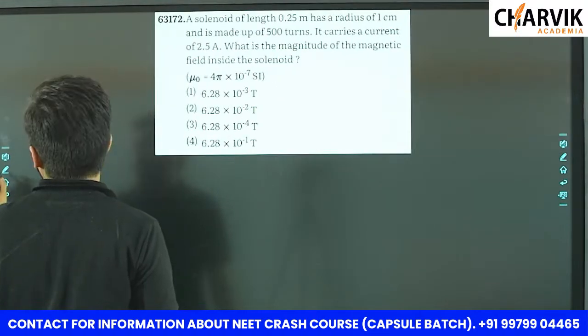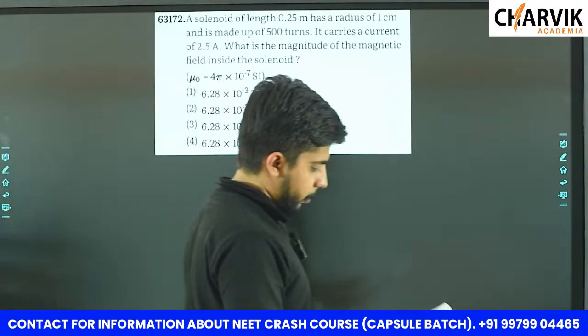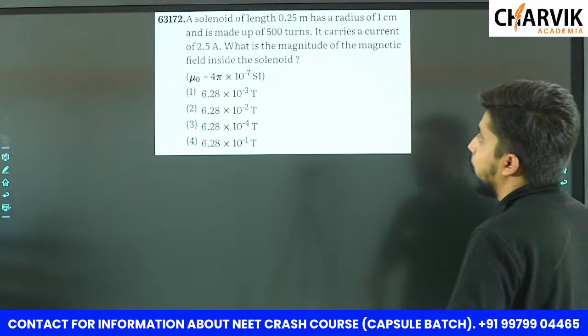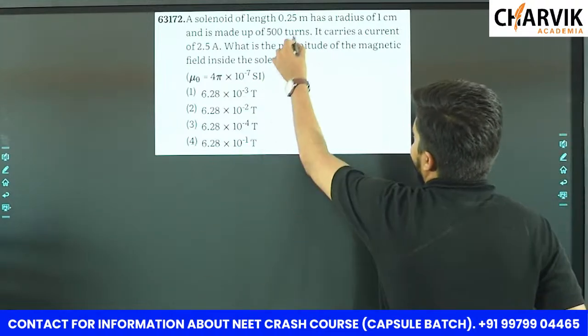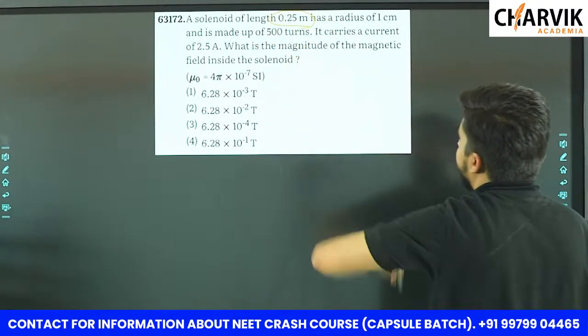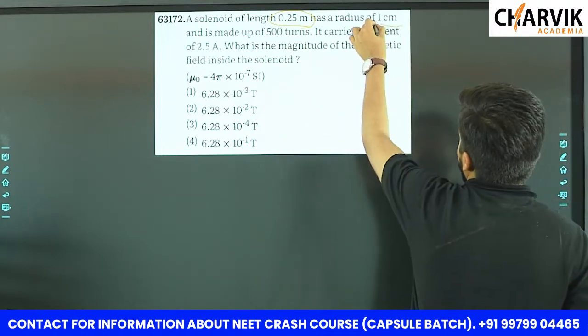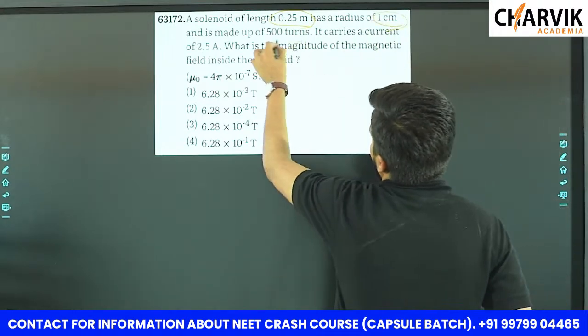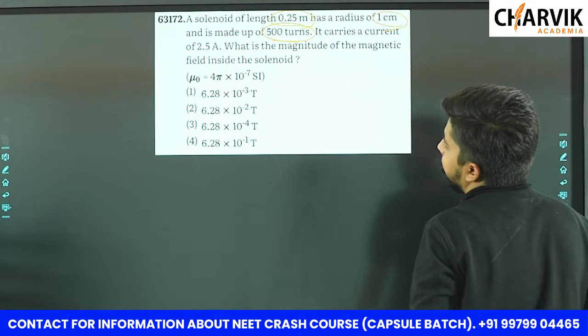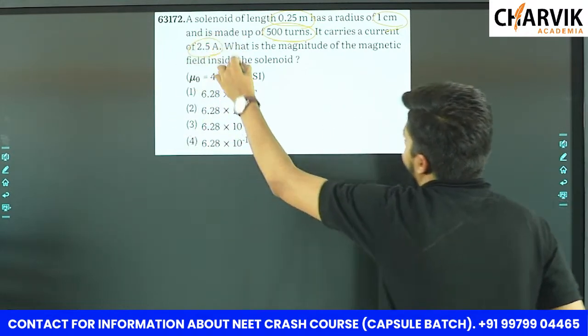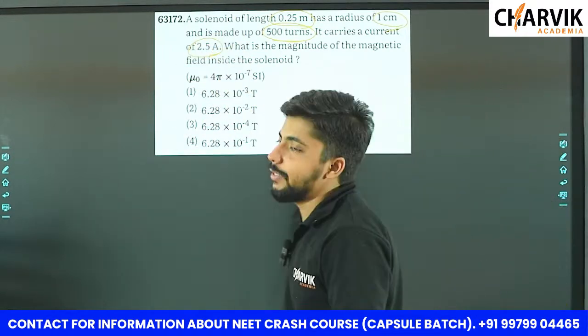Next question. Is it the last question? Yes, it is the last question. A solenoid, whose length LS is given, has a radius of 1 centimeter, R is given, and is made up of 500 turns. It carries a current, the value of current is 2.5. What is the magnitude of the magnetic field inside the solenoid?